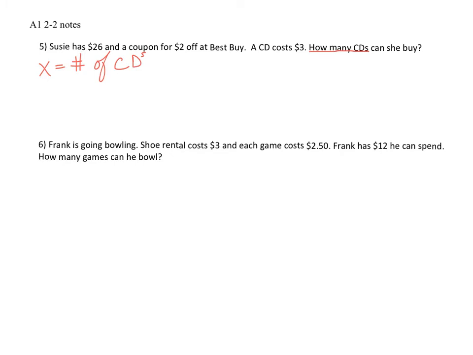Okay, so since X is equal to the number of CDs that we have, that helps us set up our equation. All right, since we're looking for the number of CDs and we know that they cost $3 a piece, we're going to have 3x, and then we need to account for this little $2 off coupon that she's got. Okay, so she can spend a total of $26. And now we have our equation set up. Okay, so this looks a little bit like our two-step equations now, so we can figure out what to do with it.